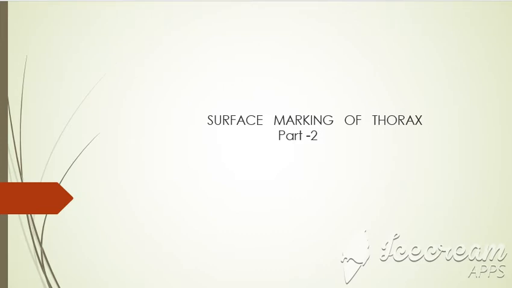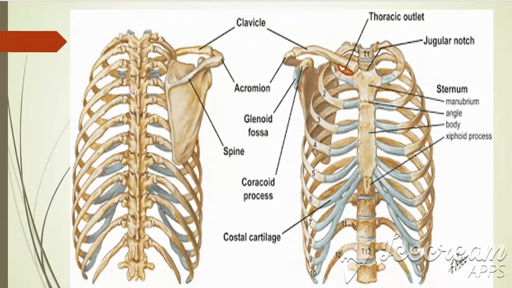This video is a continuation of surface landmarks of the thorax, part 1. Today we will start from the 6th landmark, that is costal cartilage. See here, the second costal cartilage is attached to the sternal angle.